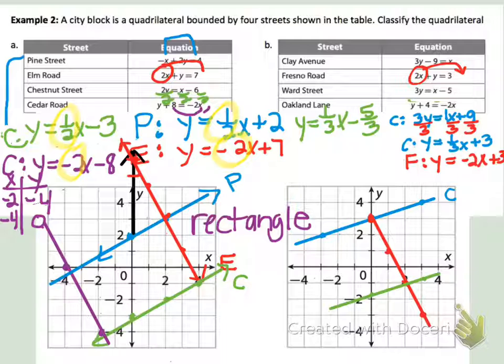Well, at least I can tell that these two opposite sides right here are parallel. I know that these are parallel sides because they have the same slope. So I at least have a trapezoid, but then we've got a final one to find out.